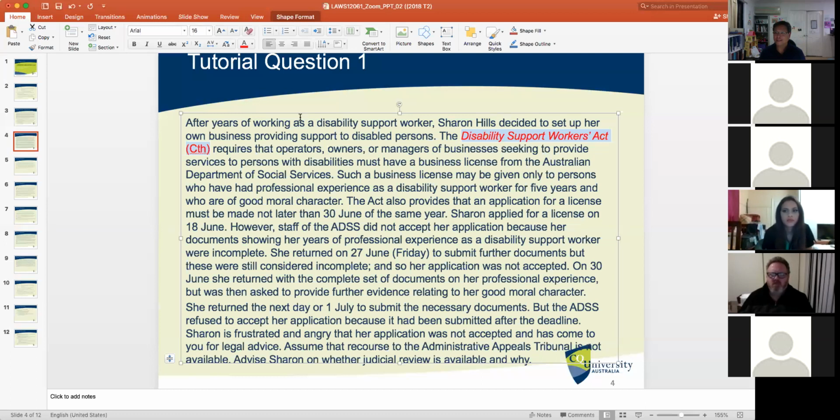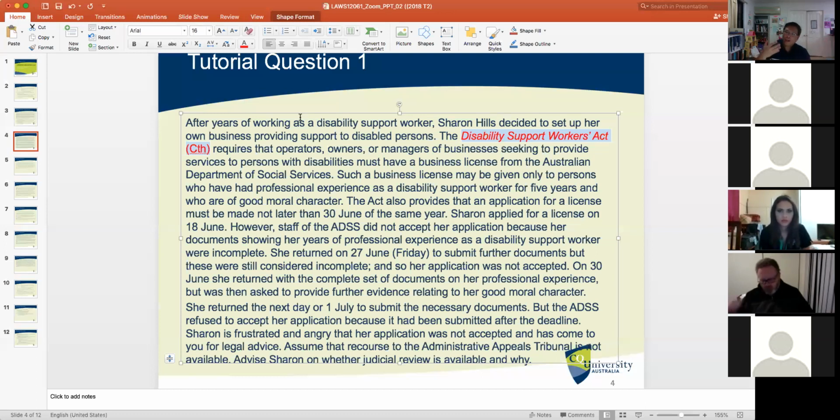That is correct. So that's correct, Josh. Because the decision was based on the Disability Support Workers Act, which is an enactment, then you can have judicial review. Okay, so that's clear. Now, however, and I was making that clear just for the purpose of the quiz, okay?